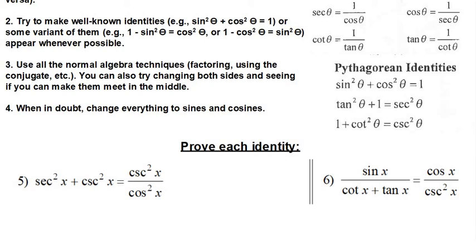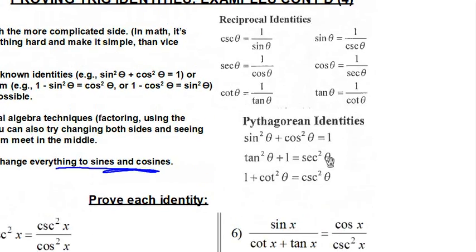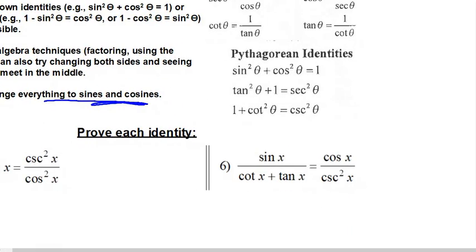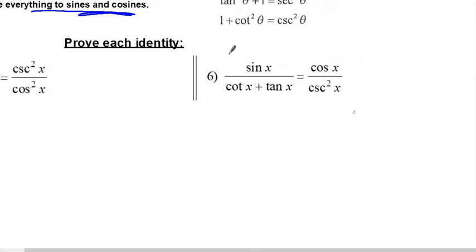Okay, well we could do that. The conjugate might make it a little bit more messy than we want though. So I would say the best thing to do is this right here. When in doubt, change everything into sines and cosines. So let's look at our identities. Cotangent and tangent can both be expressed in terms of sine and cosine. So we're going to pick the left-hand side right here, and we will do this.